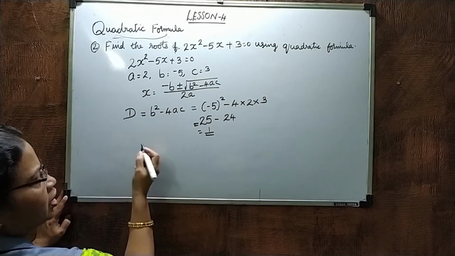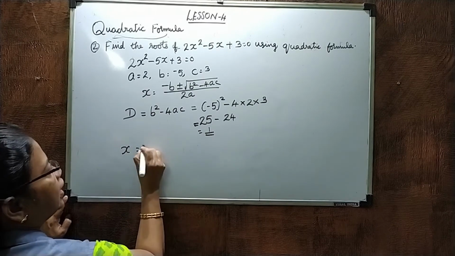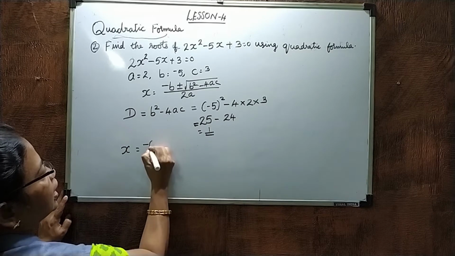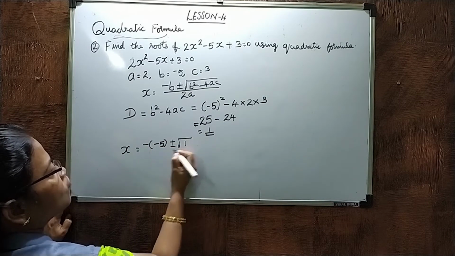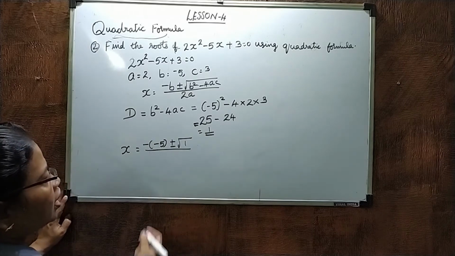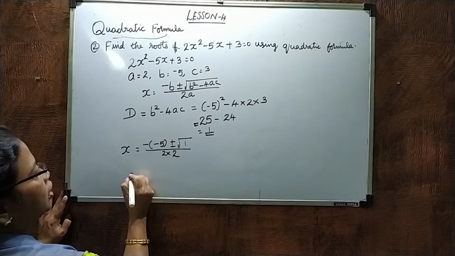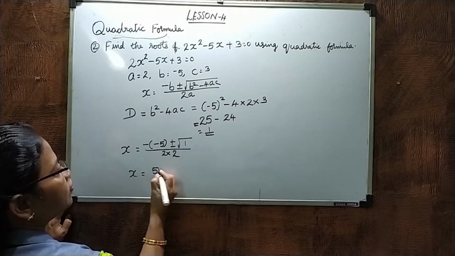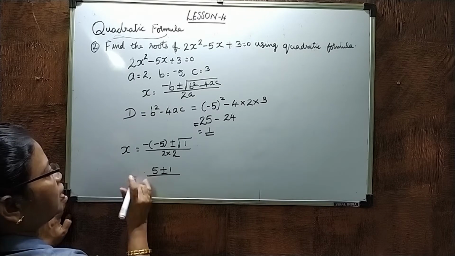Now what is the next step then? You have to find out x. X is equal to negative, b is negative 5 itself, plus or minus root of 1, the whole divided by 2 into 2. X equals 5 plus or minus 1 the whole divided by what?